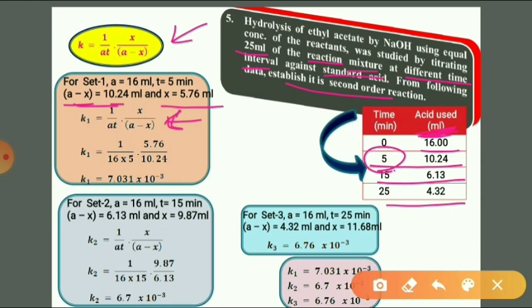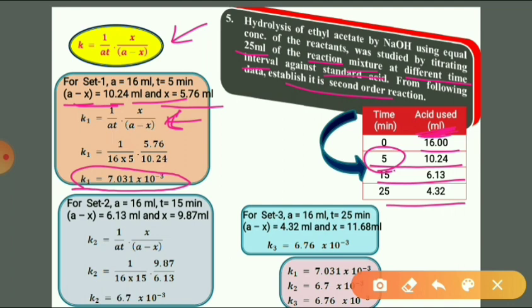We have all the terms, so we get k1 equal to 1 upon 16 into 5 into 5.75 upon 10.24. After calculating the multiplication and all these products, we get k equal to 7.031 into 10 to the power minus 3. This is in dm cube per mole per minute.